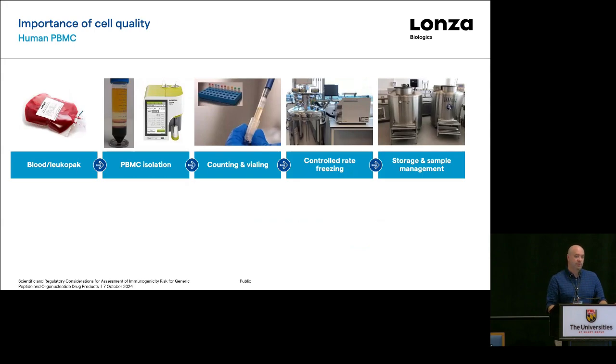We've tried pretty much every automated system under the sun, and none of them work as well as the manual process, but if anyone has any great ideas on how to do this automated, I'd very much appreciate it. Then we count the cells, we can wash them, vial them, and then they're control rate frozen and then stored.